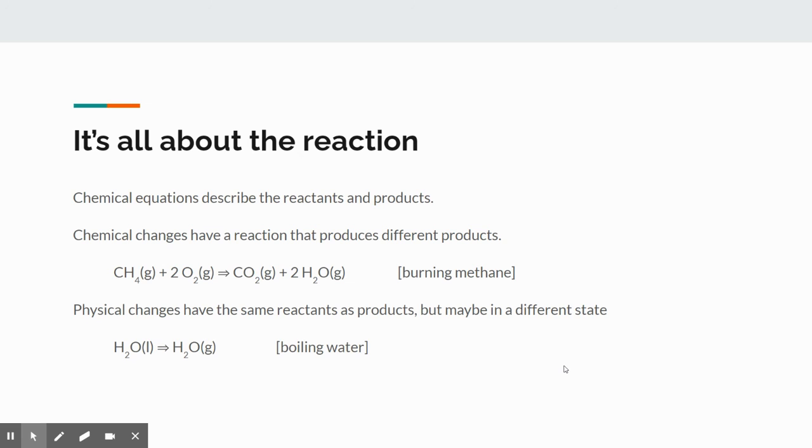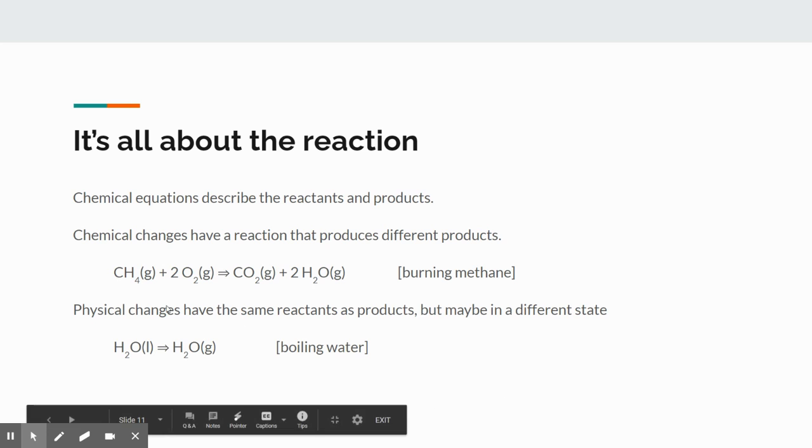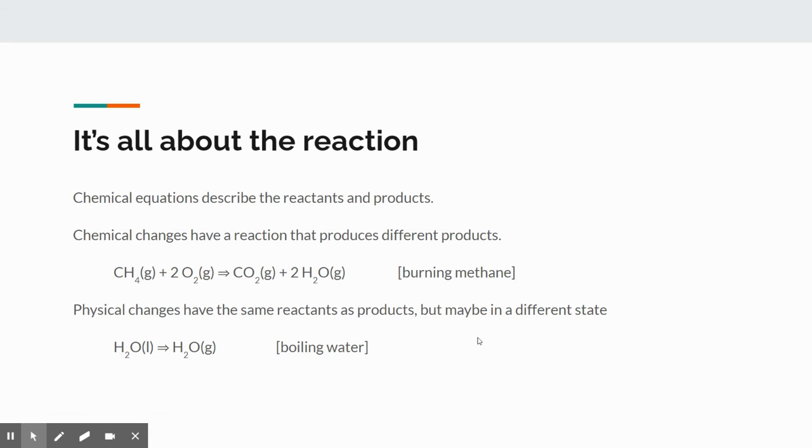And that's the indicator that it's a chemical change, because you have changed the identity of the chemicals involved in the process. Whereas if you're boiling water in the example at the bottom, right, you have H2O as a liquid and it's going to H2O as a gas. Well, it's still H2O, right? It's the same thing, but it's just in a different state. So it has physically changed, but the identity of the substance has not changed.